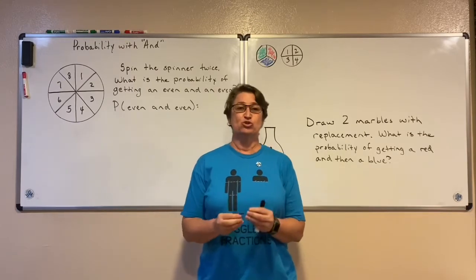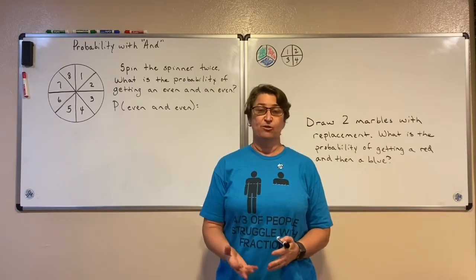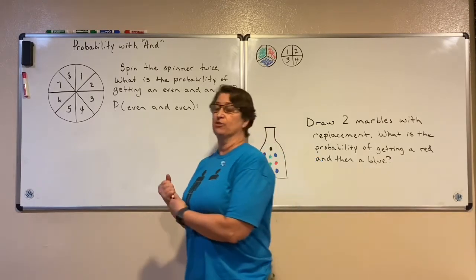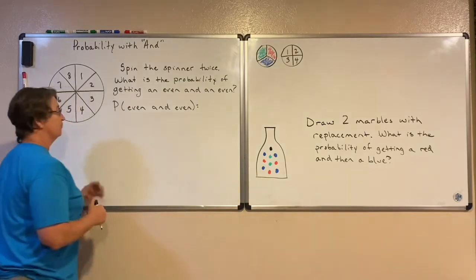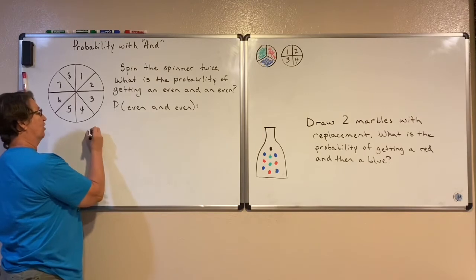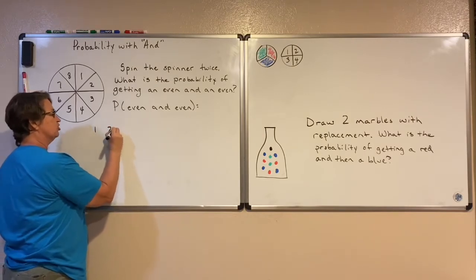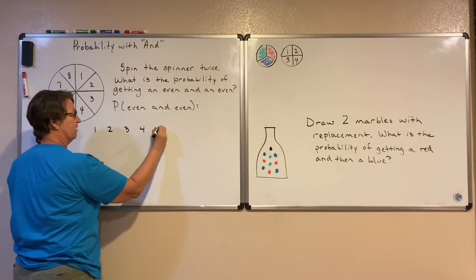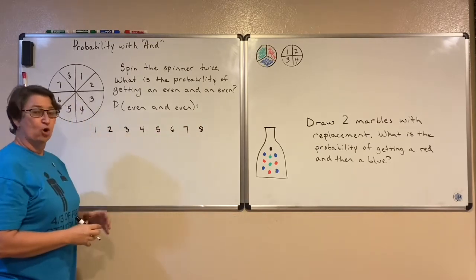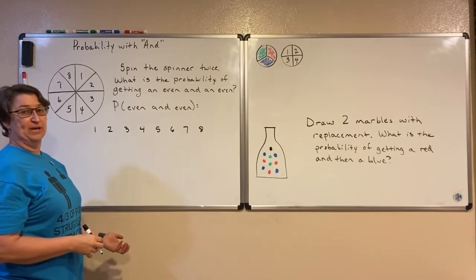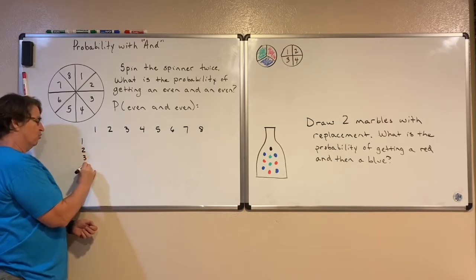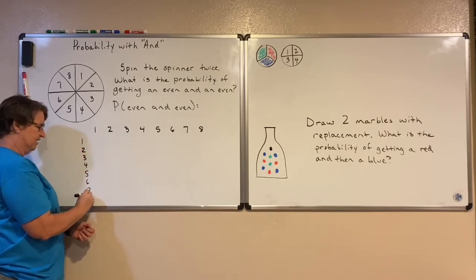Well, what we're going to do to help us figure this out is first, let's just draw that symmetric sample space to help us find the probability. We've used that symmetric sample space in the past, so let's do it again. On the first spinner, our possible outcomes are 1, 2, 3, 4, 5, 6, 7, and 8. And on the second spin, our outcomes are 1, 2, 3, 4, 5, 6, 7, and 8.